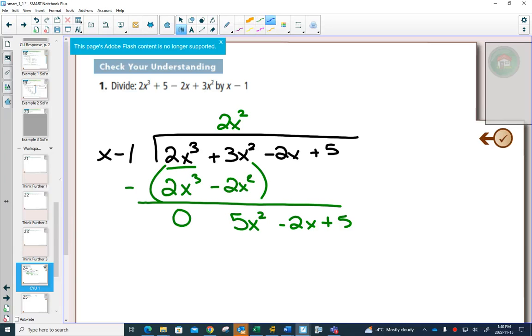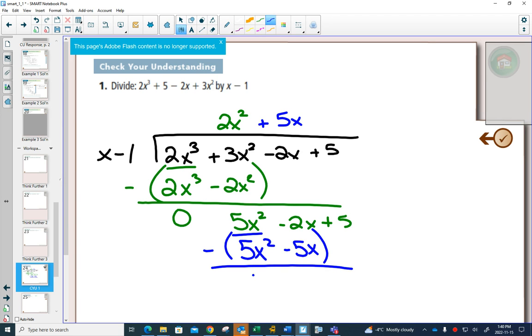Then we switch colors. Now, I have a 5x squared. Is there anything I can multiply x minus 1 by to get 5x squared? 5x. And at this point, you're starting to feel good about this unit because you're like, yeah, this is not that bad. 5x times x is 5x squared. 5x times a minus 1 is minus 5x. Bracket, subtract. 0, 2 minus a negative 5 would be plus 3. And 5 minus 0 would be plus 5. And the last color, we have a 3x plus 3. 3 times x is 3x. 3 times minus 1 is minus 3.